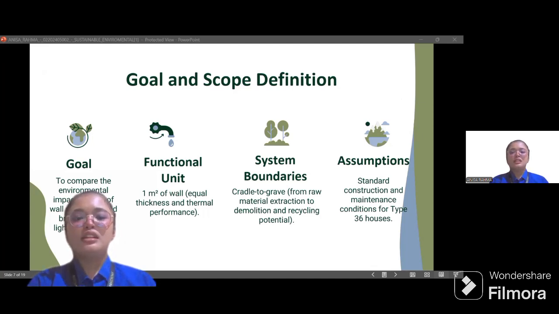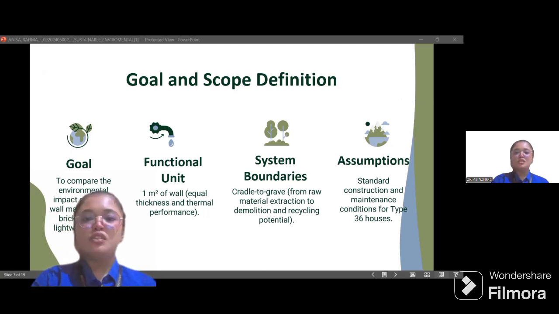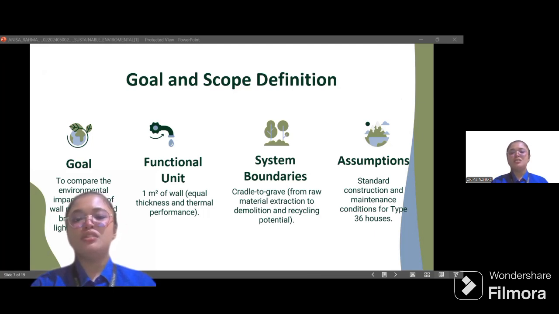The last one is assumption. To simplify the analysis, we have made several basic assumptions that apply throughout this study. Construction and maintenance will follow typical standards for type Rumah 36, including material maintenance, condition, and building durability during everyday use. We assume that there will be no significant maintenance or renovation during the service life of the walls.